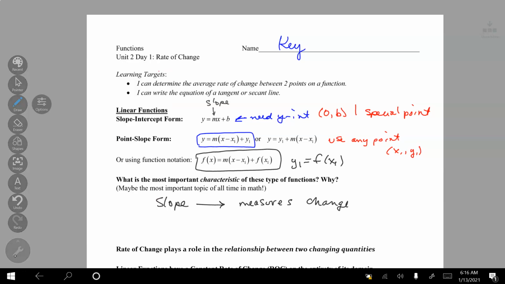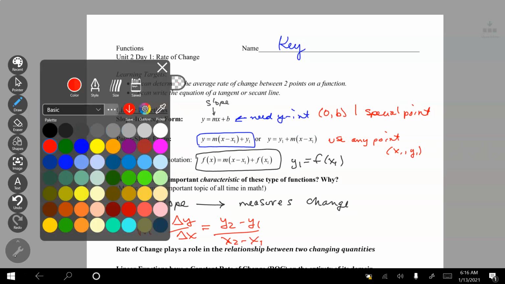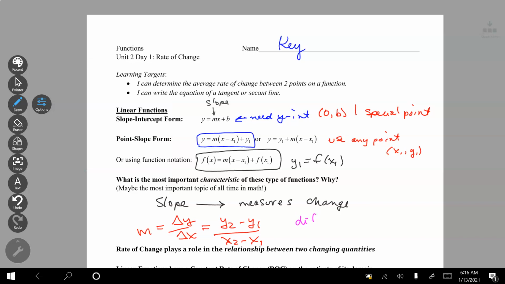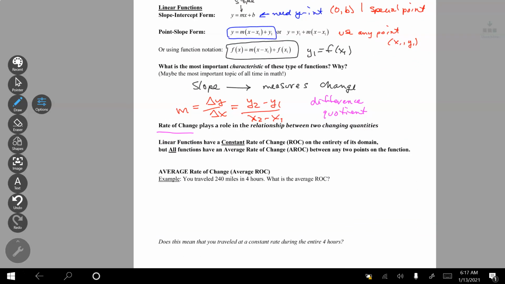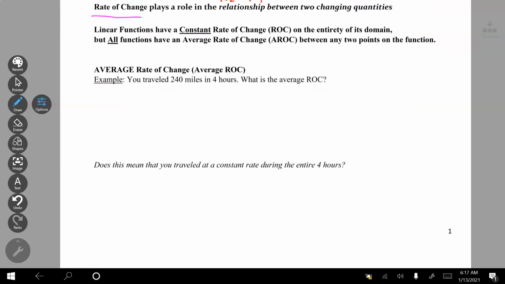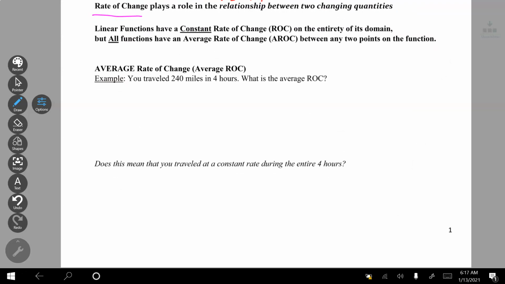And I think everyone knows the formula for slope. m is change in y over change in x: y2 minus y1 over x2 minus x1. Hopefully everyone knows that by heart. And to put a fancy name to it, we call this the difference quotient. Rate of change plays a role in the relationship between any two changing quantities. It's important to know. So rate of change is a fancy name for slope.